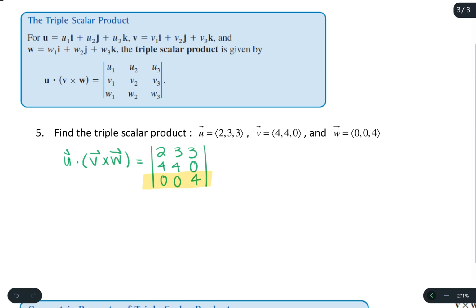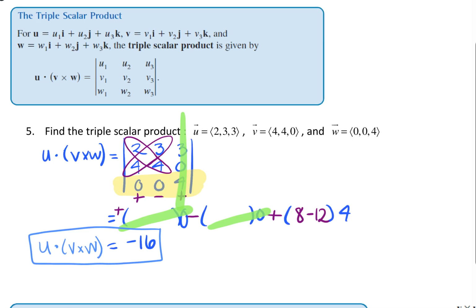Last one, row 3, because it has the most zeros. If you don't choose row 3, no big deal. But row 3 is going to be the least amount of calculation, the least amount of work, because it has 2 zeros in it. You're going to multiply those first 2 terms by a 0, so those first 2 terms are going to equal 0. Go ahead and calculate your triple scalar product using that determinant.